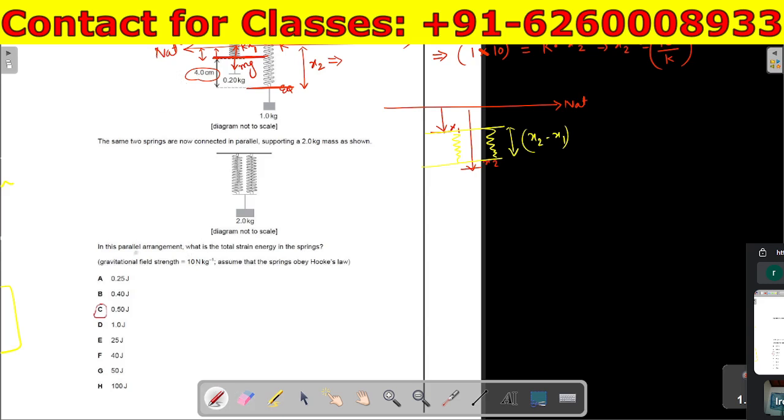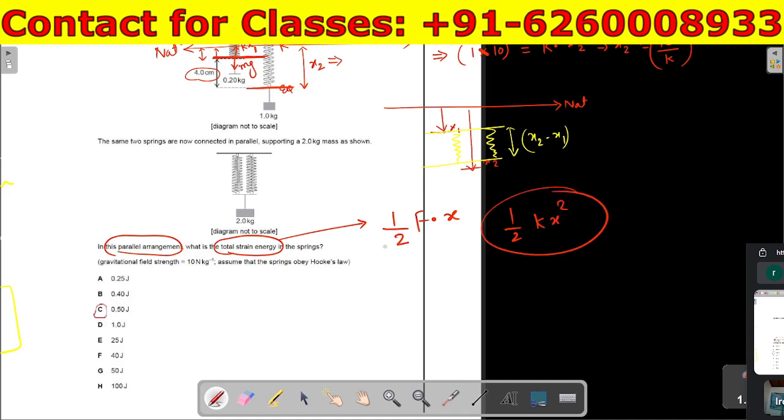Okay, what we have to find in this parallel arrangement. Now, see, this is the parallel arrangement, not the parallel combination. Arrangement is a different thing, and scientifically, according to theory, it may be different. In this parallel arrangement, what is the total strain energy in the spring? Do you know the strain energy? It is the deforming force into half into extension. So half into F into x, where x is the extension, or we can say half kx squared. Correct. Yes, sir.